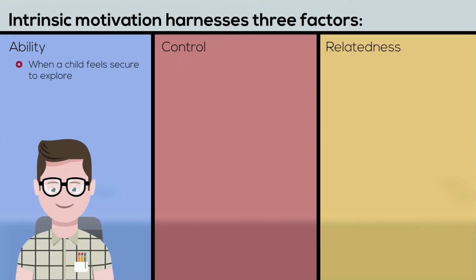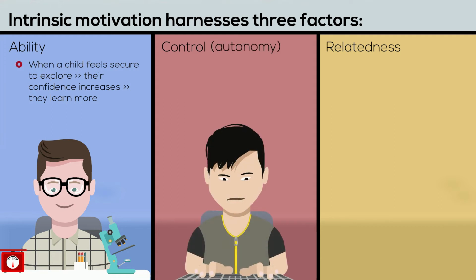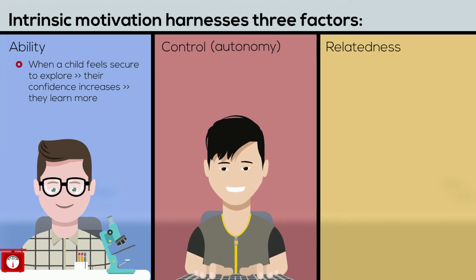When a child feels secure to explore in their learning environment, their confidence increases, thus inspiring them to learn more. Without the possibility to explore, they may switch off and disengage. The second factor is control or autonomy. Feeling empowered and having control over one's learning is strongly linked to motivation.